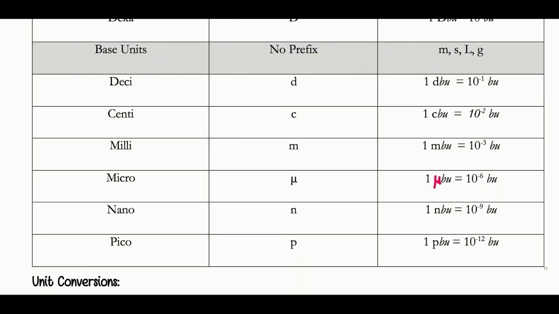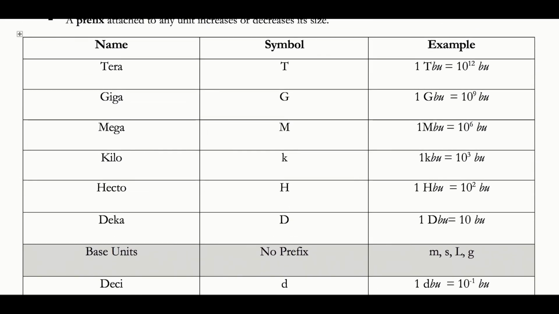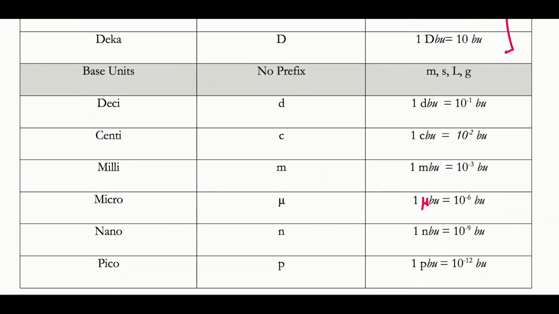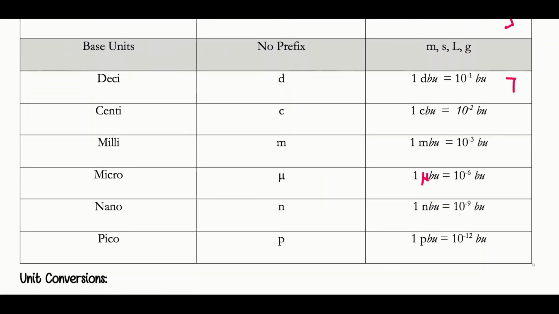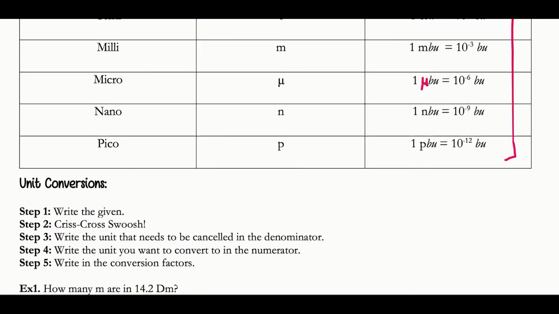So by putting a prefix in front, you change the value of the unit. If we're talking about these above your base unit, you're making the unit larger by putting a prefix in front. If you're talking about these, you're making the unit smaller. Now, the good news is you don't need to memorize these. However, you'll get pretty used to using them, but I will always give you that relationship. So let's actually look at some unit conversions and we'll use these relationships as we go.